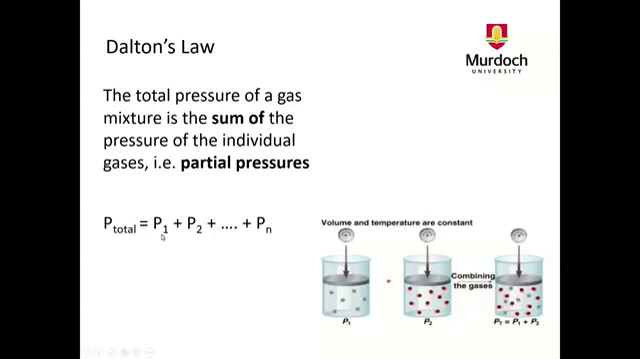So oxygen at 21% would have 21% of the total pressure of air. Nitrogen is about 70%, or a bit more than that, 78%. So that would be 78% of the total pressure. And all the pressures add up until we get the total pressure of the gas mix.